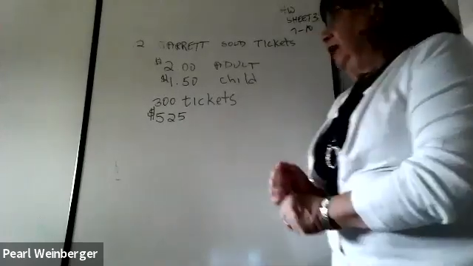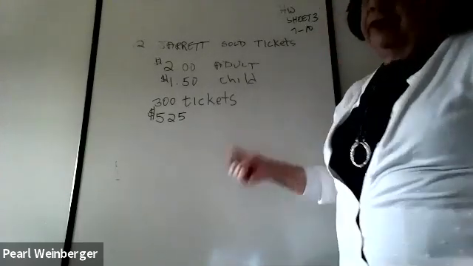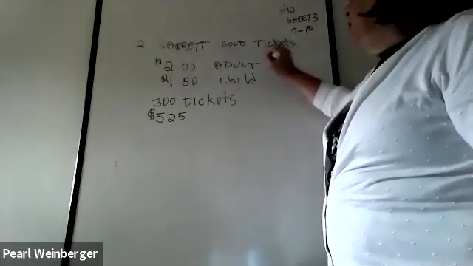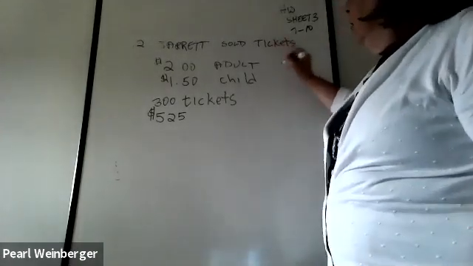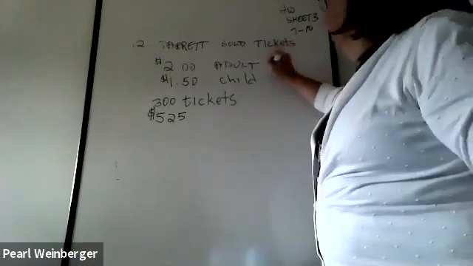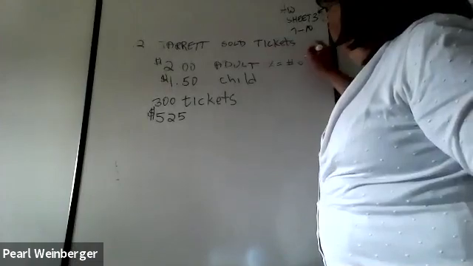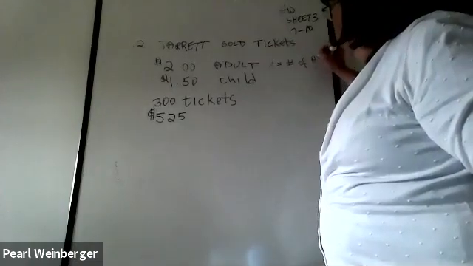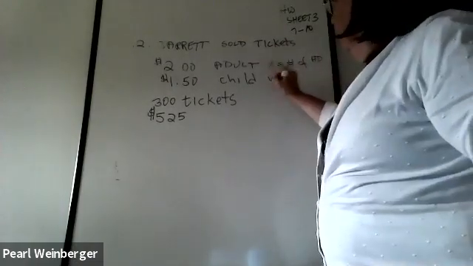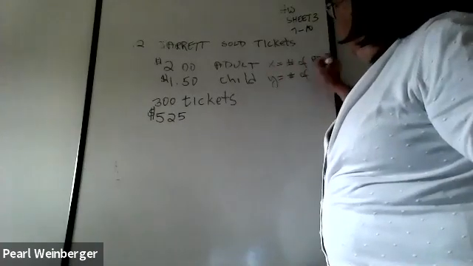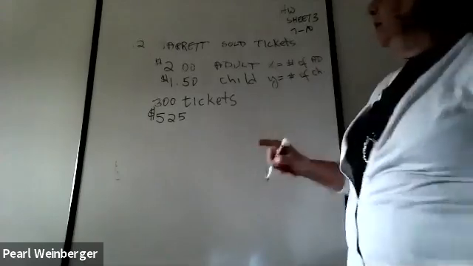Okay, it's very similar to the last question. Of course, the numbers are different, but the idea is the same. Again, I'm going to call X the number of adult tickets, and Y the number of children's tickets. Okay?